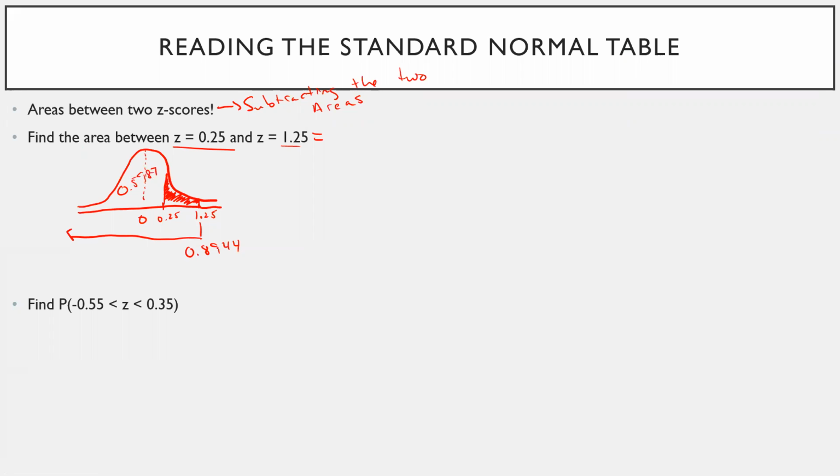Well, since I don't want it, I have to take it away from this one. So this area is just the higher area minus the lower area. And I'm just curious, can anybody do that in their calculator for me? I'll do it too here. 0.8944 minus 0.5987. Yep, thank you. 0.2957. Pretty straightforward.